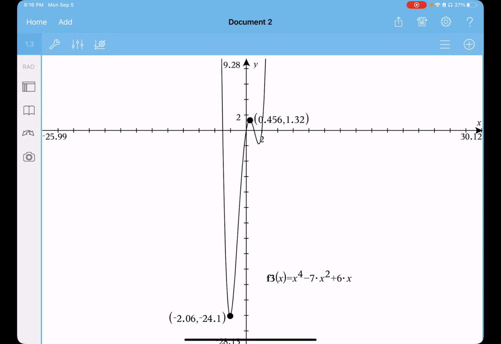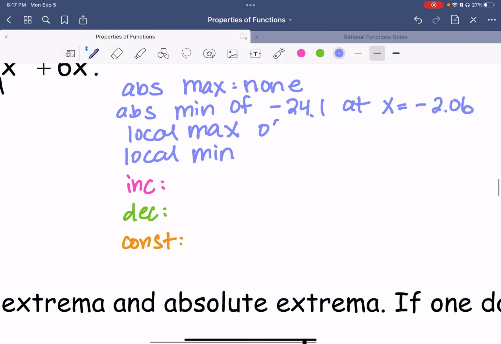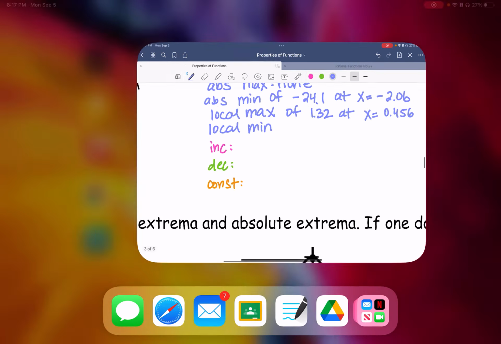So remember, y value at x value. So of 1.32 at x equals 0.456. Okay, let's try the local minimum.